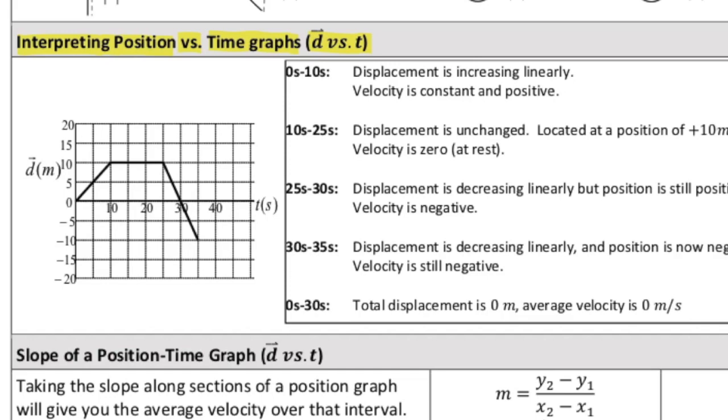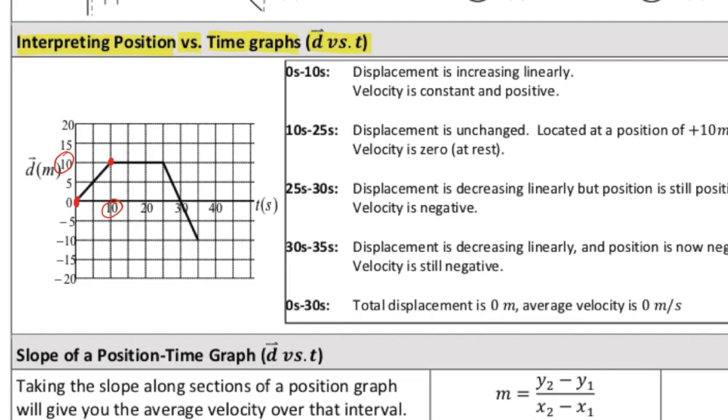So let's take a look at this graph over here. Here at time equals 0, we're at a position of 0 meters. Now after 10 seconds, we've reached a position that is 10 meters forward. So far, that means we have walked 10 meters, so our distance and our displacement are the same.